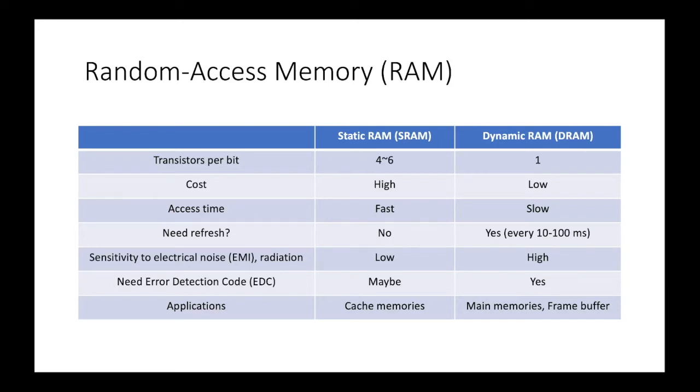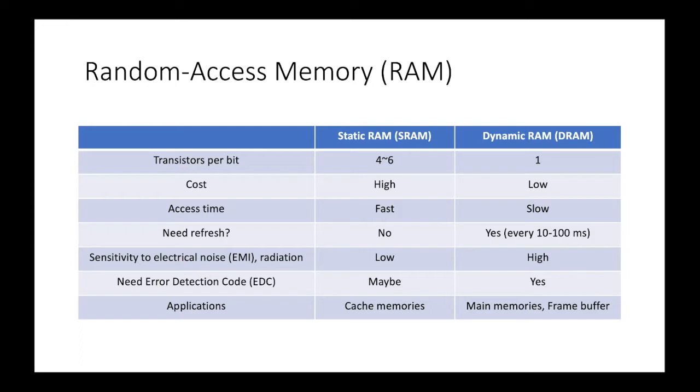There are two kinds of RAM technologies. One is static RAM, SRAM, or dynamic RAM, DRAM. They are quite different in their characteristics and applications. And this table compares and contrasts them. First, they are built differently.